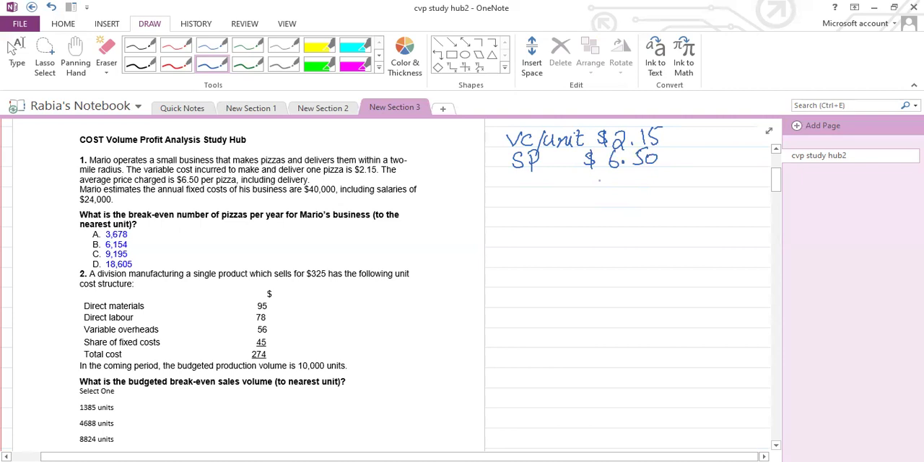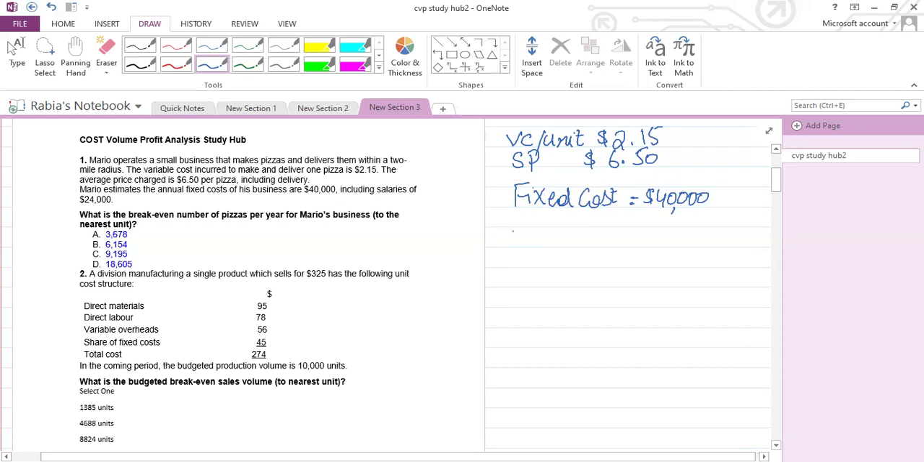Mario estimates the annual fixed cost of his business as 40,000, including salaries of 24,000. Salaries are already included in the fixed cost. What is your annual fixed cost? Fixed cost of the business is 40,000. Now, what is the requirement? What is the break-even number of pizzas per year for Mario's business to the nearest unit? You have to calculate the break-even point in number of pizzas.